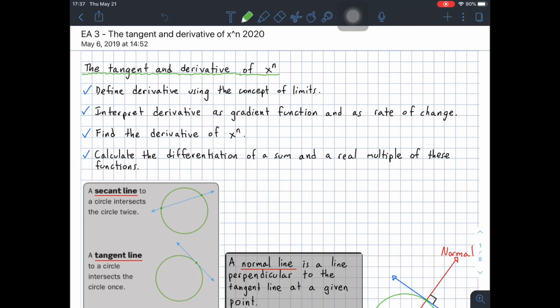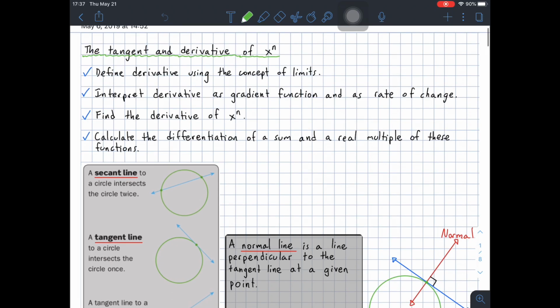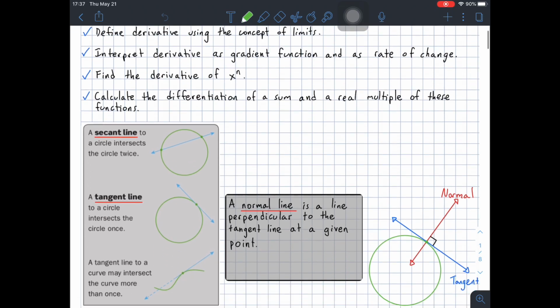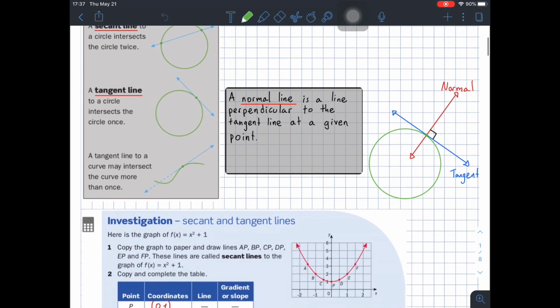Hello seniors, continuing with this class, electronic assignment number 3, tangent and derivative of x to the power of n. We're going to continue with the exercises where we left off yesterday.